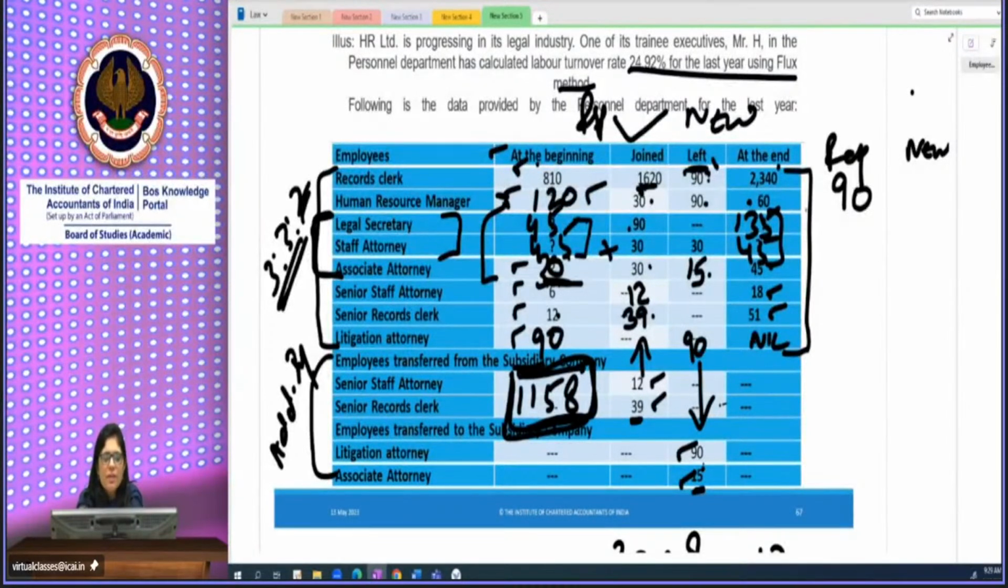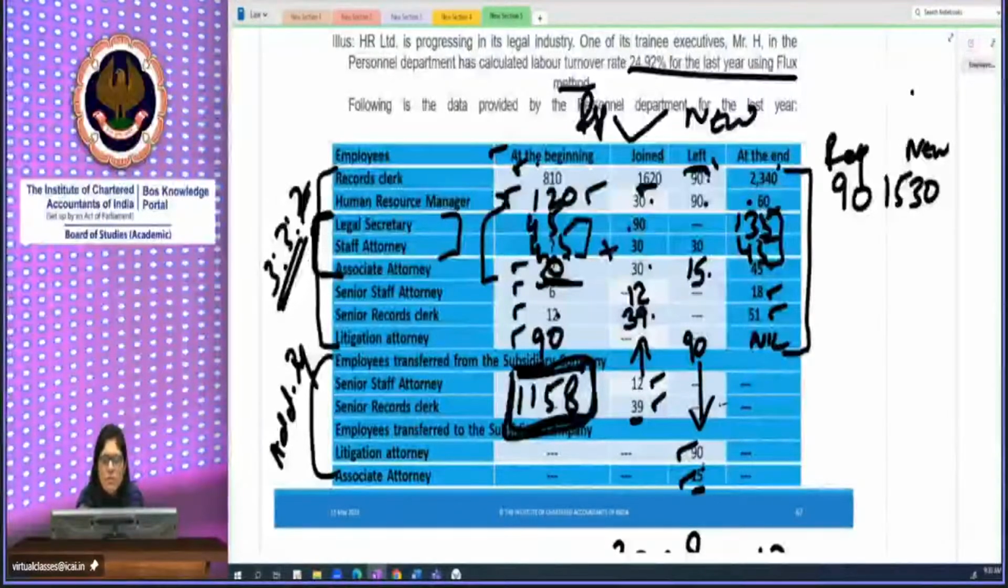1620 record clerks have joined. How much have been replaced and how much are the new joinees? 90 have left, so 90 must have been replacements. So 1620 minus 90, that means new joinees are 1530. Out of 1620, 90 must have been replaced because 90 have left, in their position in the vacancy, and 1530 are actual new.